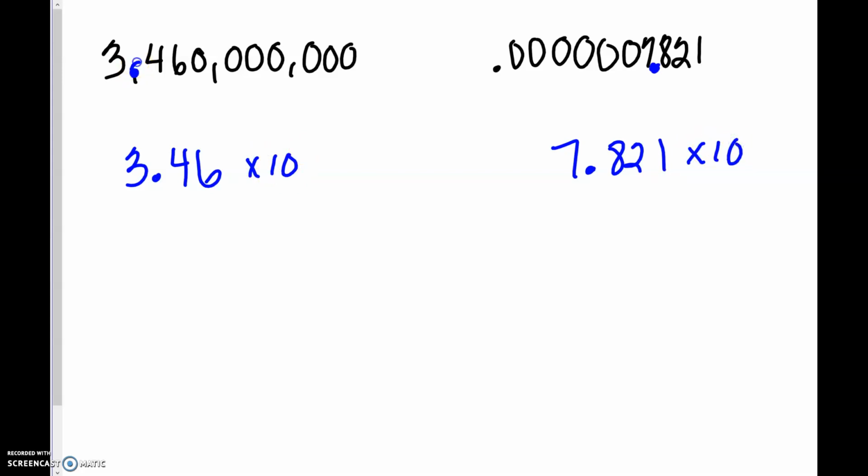Now count. Here's where I put my decimal. So count 1, 2, 3, 4, 5, 6, 7, 8, 9 places. Really big. Move to the right. So that is a positive 9 exponent. Okay, put the number here. So now I'm going to count 1, 2, 3, 4, 5, 6, 7 places. Really small number, moved it to the left. That's a negative 7 exponent.